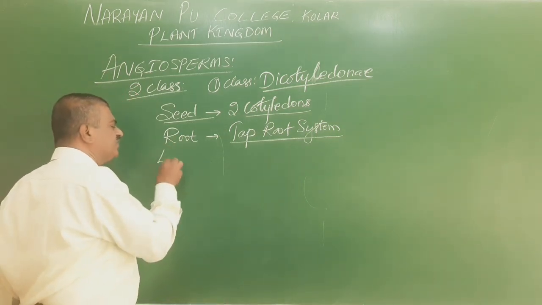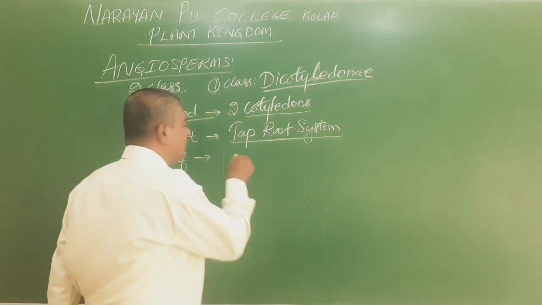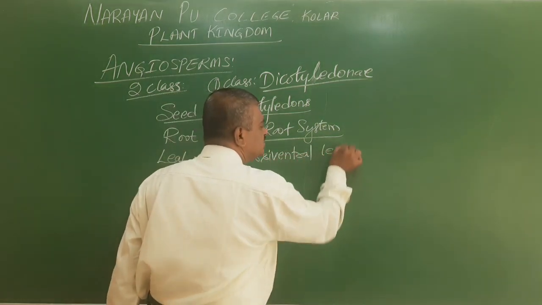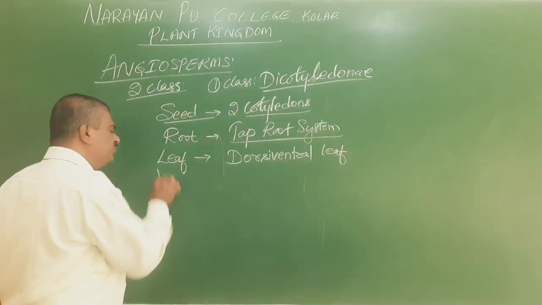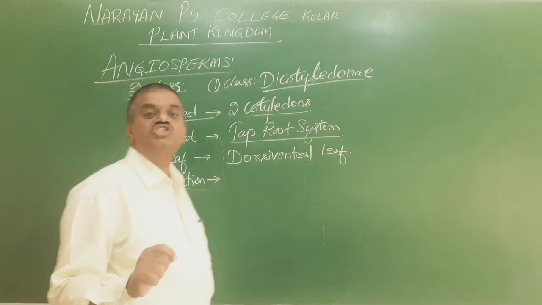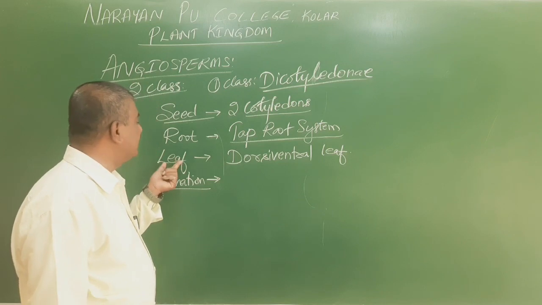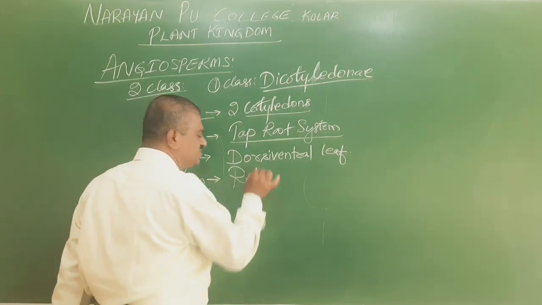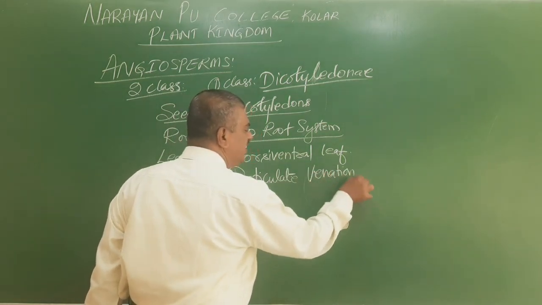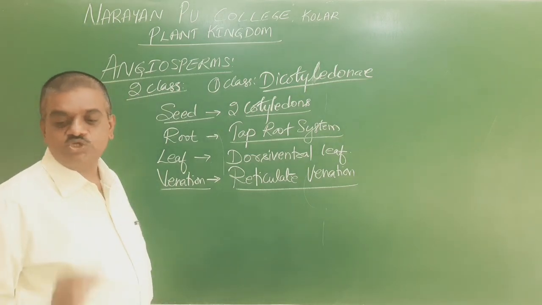Now when we go for the leaf character, the leaf in a dicot is always called a dorsiventral leaf. And when we go for venation in the leaf, the word venation is nothing but the arrangement of veins and veinlets in a leaf. So the venation in a leaf of a dicot is always reticulate venation. Here the veins and veinlets are arranged in the form of a net, hence it is called reticulate venation.